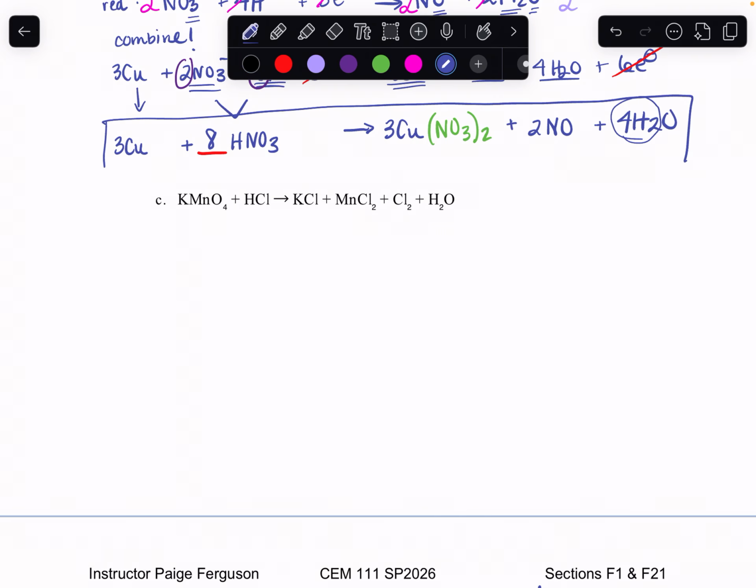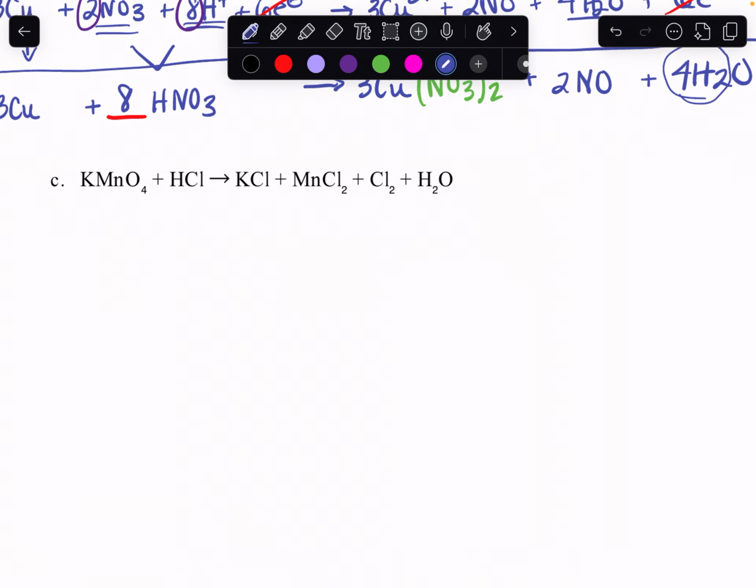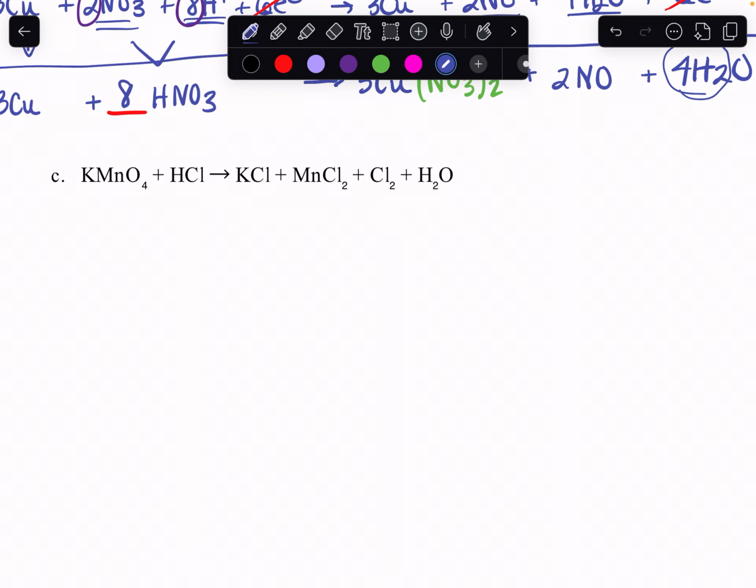Bear with me. First thing, assign charges. Okay, oxygen here, well, I'm going to switch colors. Oxygen will be this nice -2 for a total of -8. Potassium will be a +1, which means that manganese is going to be +7 to balance. Hydrogen will be +1, chlorine -1.